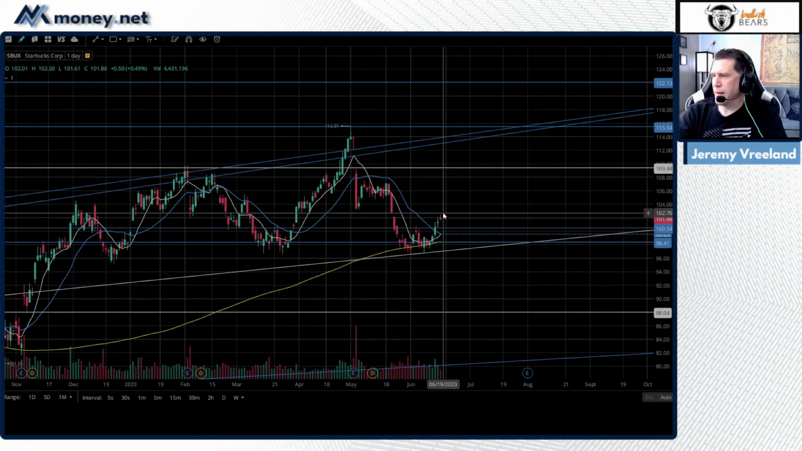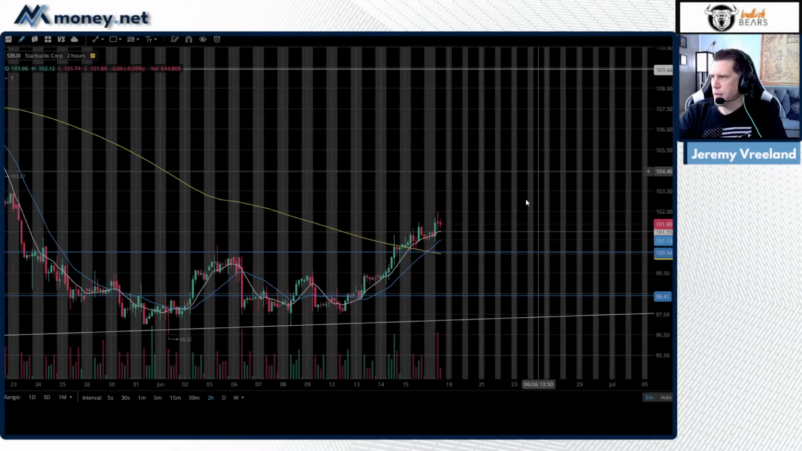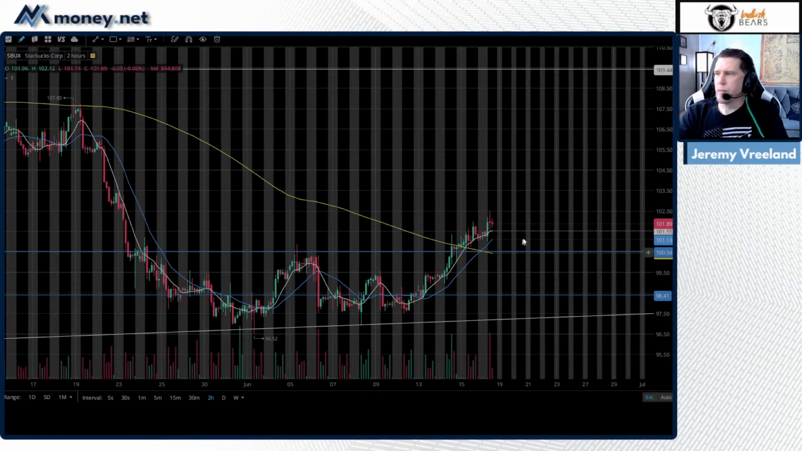Look for a pullback, consolidation, and maybe we get a measured move to finish the mean reversion here up to about that 105 target. So I think I can agree with some bullish sentiment on Starbucks. Looks pretty good to me. Let's move on to the next one.